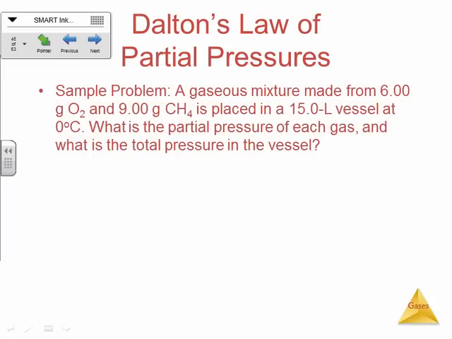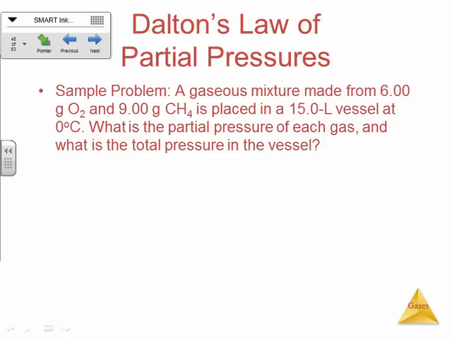So essentially, you might see a problem like this. This would be nice and easy if you saw something like this. A gaseous mixture made from 6 grams of O2 and 9 grams of CH4, and we want to know what is the partial pressure of each gas and what is the total pressure in the vessel. I say nice and simple. This one actually is not entirely simple because they're not giving us the pressures here. They're giving us masses, and they're giving us volumes and temperatures.